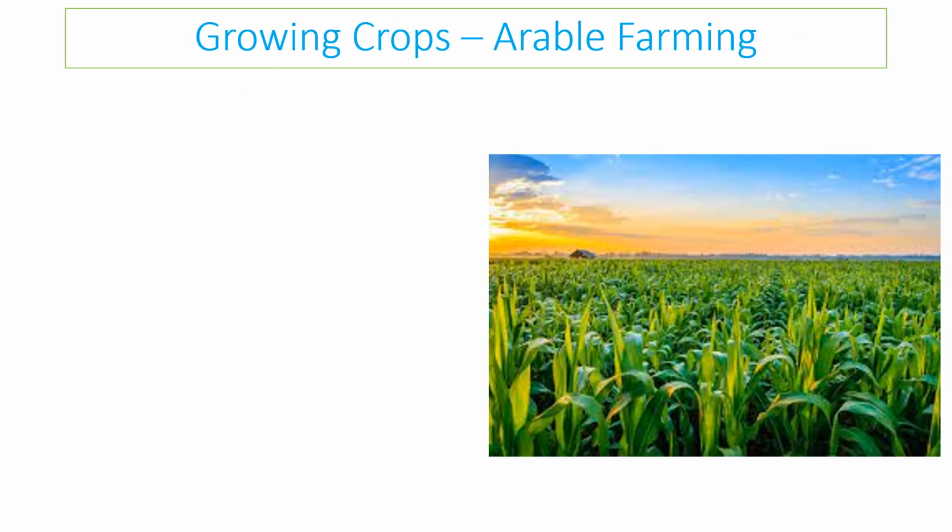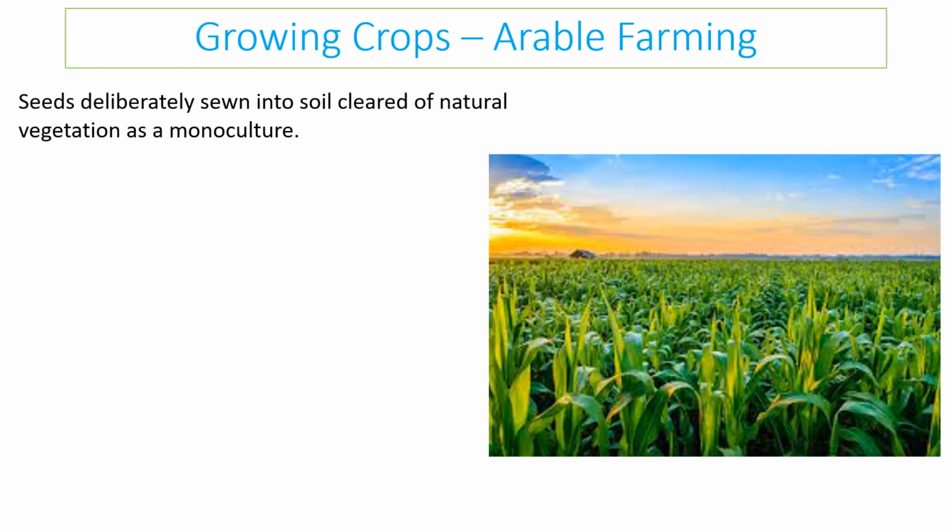Growing crops is called arable farming. So arable farming is when we deliberately sow seeds into the soil, clear natural vegetation, and then plant one crop, which, as you are probably aware, is called a monoculture.